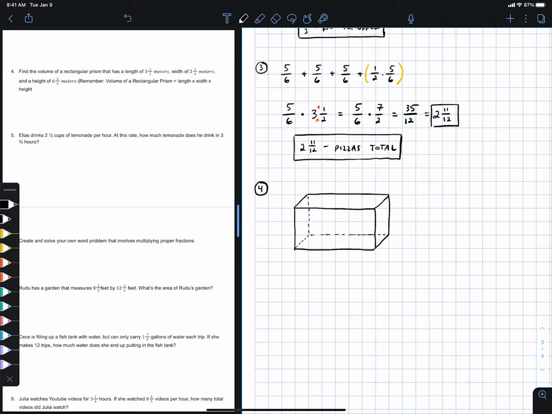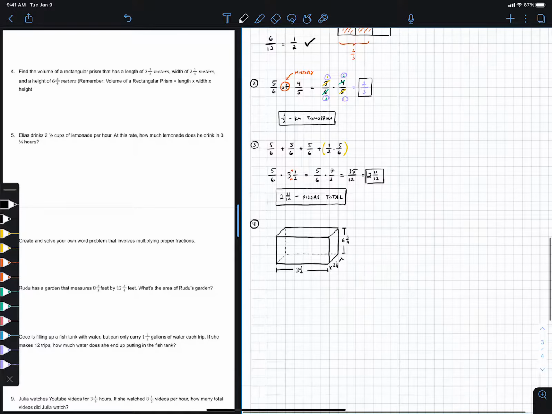And we're told that we have 3.5 for the length. I'm going to put that down here, 3.5 going across. And then 2 1/4, 2 1/4 going back here. And then 6 3/4 going up and down, 6 3/4 coming up and down. So we're asked to find the volume of this thing.